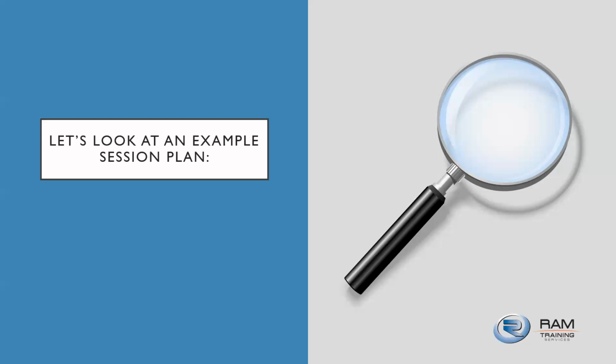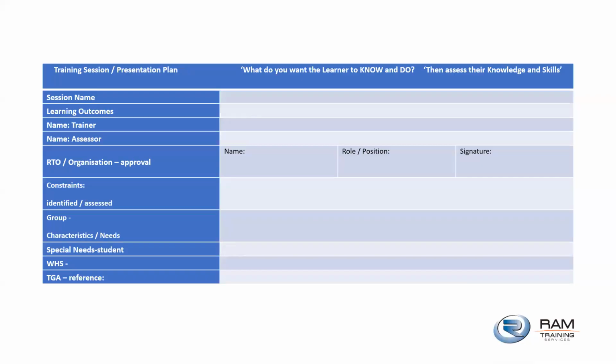Now let's take a look at an example that you may come across at RAM Training Services. Basically, in the first section we've got session name and learning outcomes. We touched on that in lecture 1: by the end of the session, you will be able to. We've got trainer assessor, maybe they're the same person, and the RTO organization approval. It may be on the form, it may not. Then constraints identified or assessed.